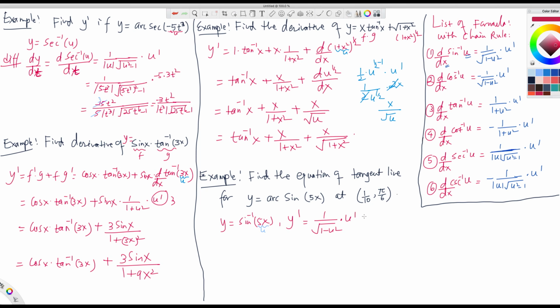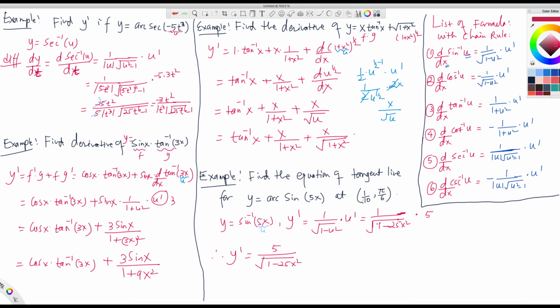So what is u prime though? Let me plug in the values there. 1 over the square root of 1 minus u squared, which is 25x squared. You see that? Because u is 5x. So times u prime, because u is 5x, u prime will be just 5. That's what you get. Therefore y prime equals 5 over the square root of 1 minus 25x squared. That is y prime. But you need to find y prime at 1 over 10.